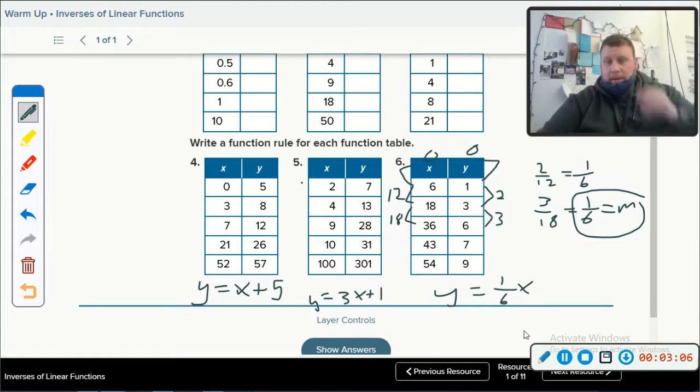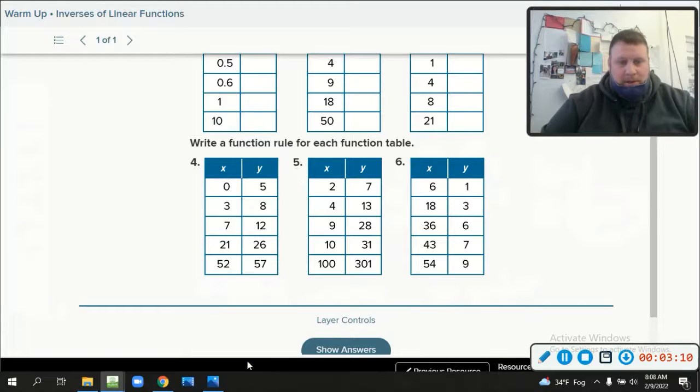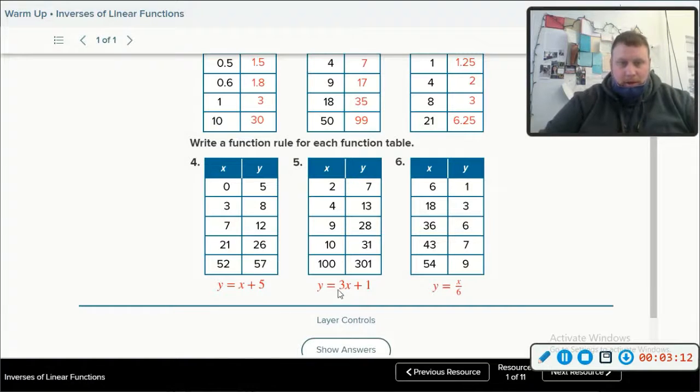Boom. That's like kind of a meaty warm-up, right? So copy these down. I'm going to hit show answer just so you can see it's all good. There we go. 3x plus 1, x over 6, by the way, x over 6 is 1/6 x. That's a 1 next to the x, right? And x plus 5. Boom.